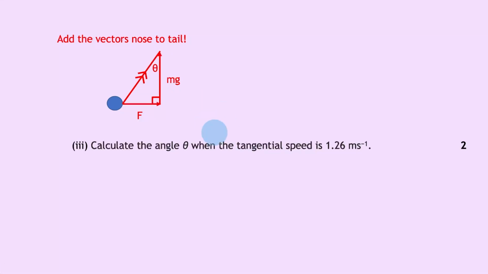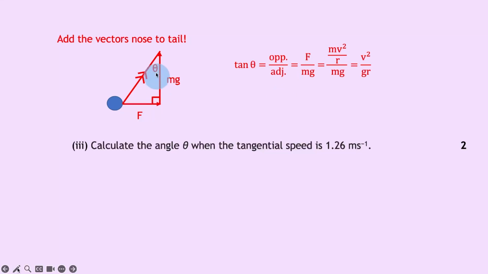Now remember, we want to show an expression for tan theta, so we could write here that tan theta equals opposite over adjacent, so opposite the angle theta we have F, and adjacent to the angle theta we have mg, so that's equal to F over mg, which is the same as mv squared over r over mg, where we're just expanding our expression for centripetal force here and writing it in terms of the linear speed. And then you'll notice that the m's on the top and bottom cancel out, and that leaves us with v squared over gr, which is what we wanted to show.